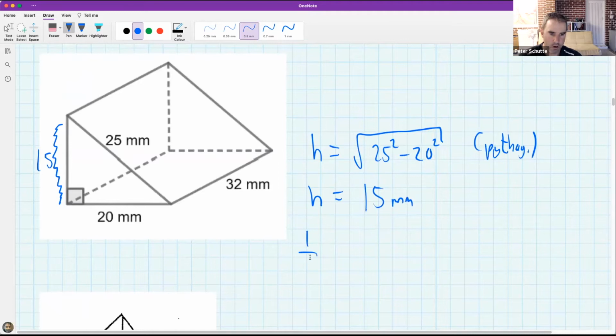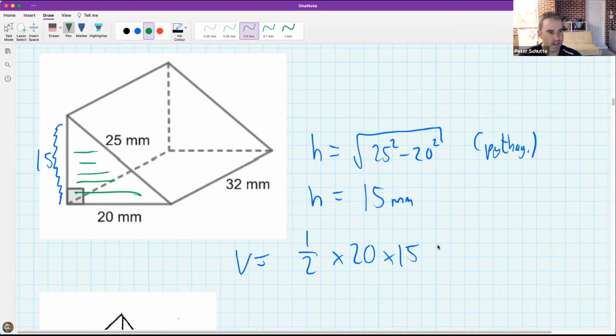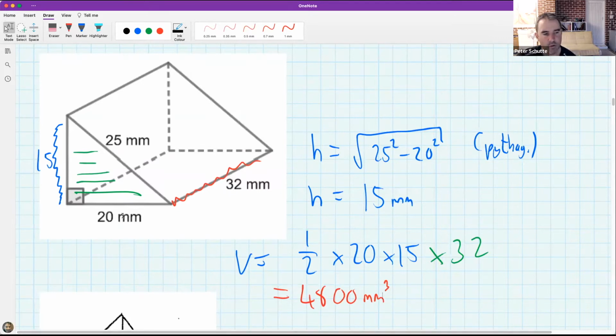So we go a half times 20 times 15 for the triangle part. And then we're going to go times 32 for the depth of the shape. So 0.5 times... And you should get 4,800 millimeters cubed. Yeah. So that's something to bear in mind.